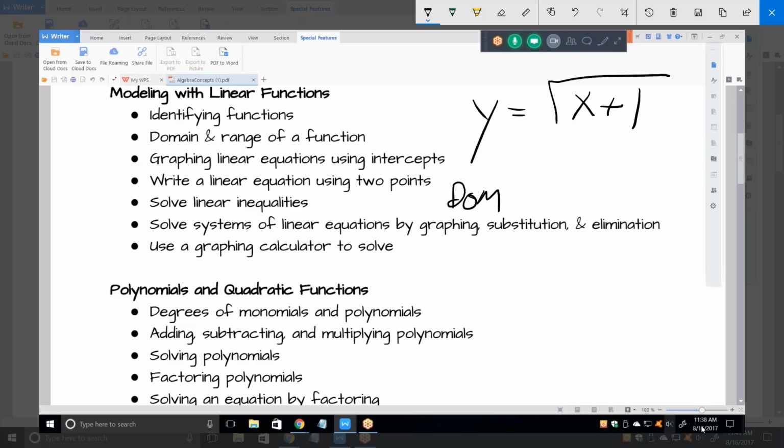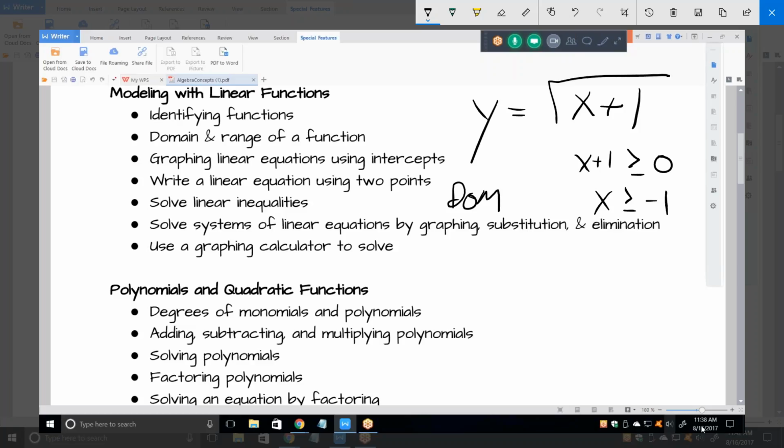Well, okay, so how do we solve for domain here? We start by taking what's inside the radical and saying that it has to be greater than or equal to 0, right? Now solve that inequality. What does that mean? X is greater than or equal to -1. That's the answer. That's the domain.